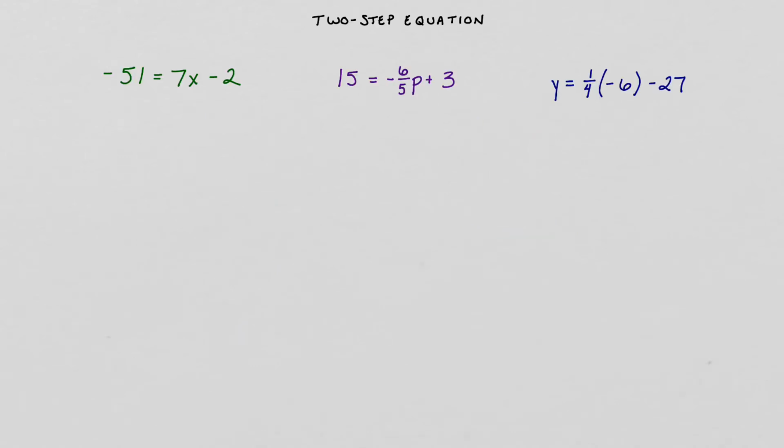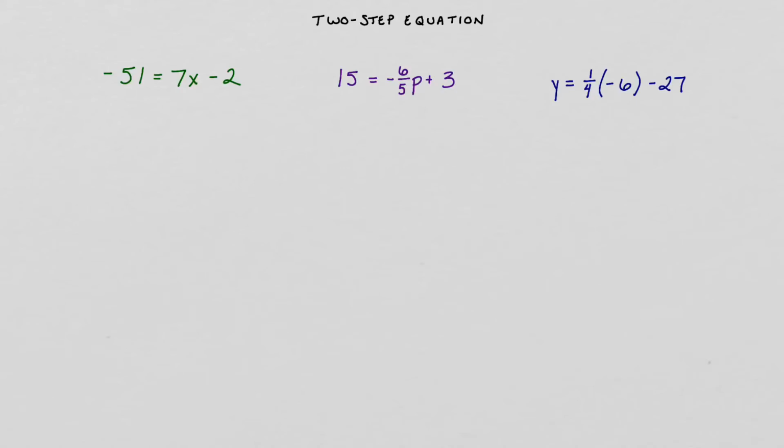Unsurprisingly, two-step equations mean we are going to need 2 steps in order to solve. Let's dive right in with the first problem. Negative 51 is equal to 7x minus 2. So what I want you to think about is clear out anything that is not directly connected to the variable. So for example, notice that 7 is being directly multiplied with x. So that indicates to you that's probably going to be my last step.